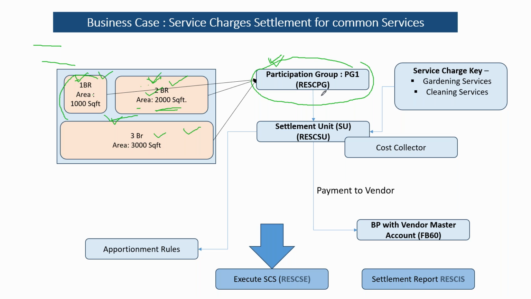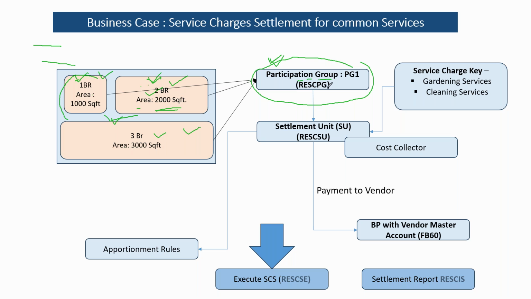Yes. What I was saying is that this participation group is a group of usage object master data which is going to participate in the process of service charge settlement. Here the transaction code is RESCPG. So how can you memorize this? RE means real estate, SC means service charge settlement, and PG means participation group. This way you can memorize this transaction code. However, you can also find it in REFx in the service charge settlement transaction group, in the SAP menu.